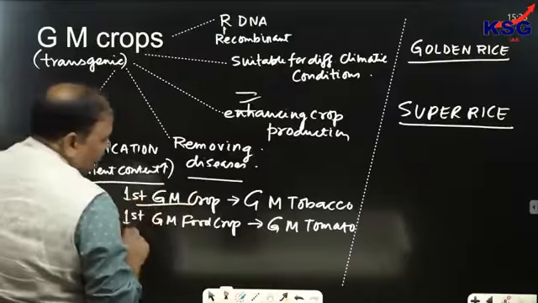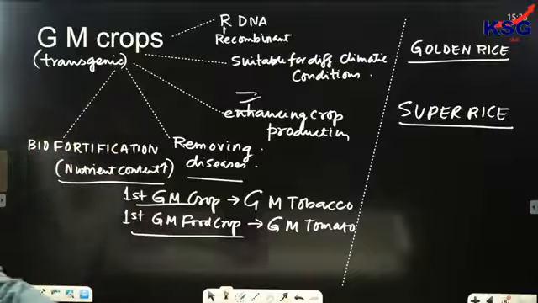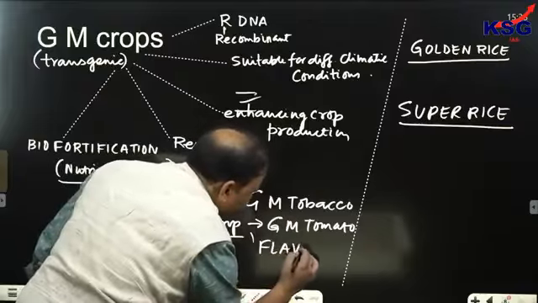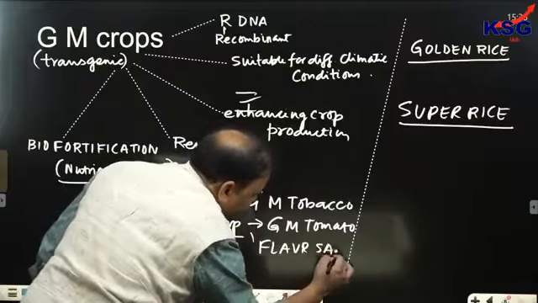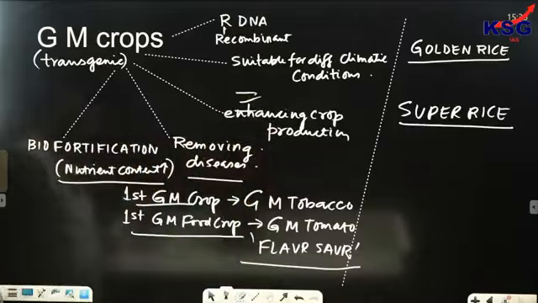First GM crop developed was GM tobacco, and the first GM food crop was GM tomato. GM tomato was called Flavr Savr. This much you can note, and then I'll dictate the two, golden rice and super rice.